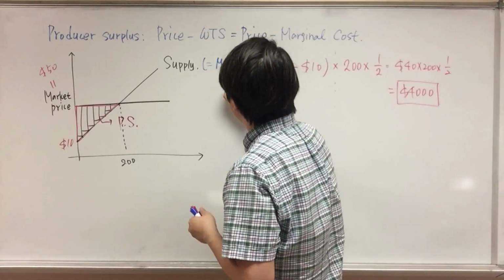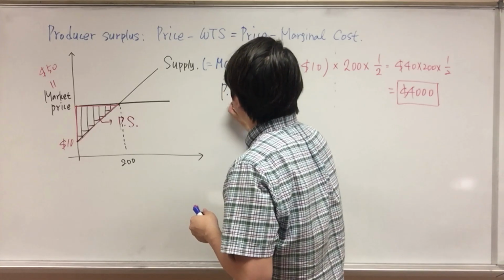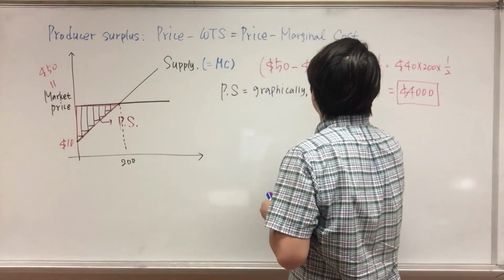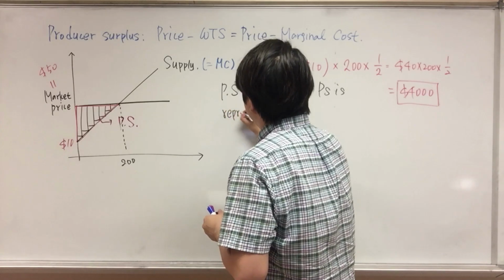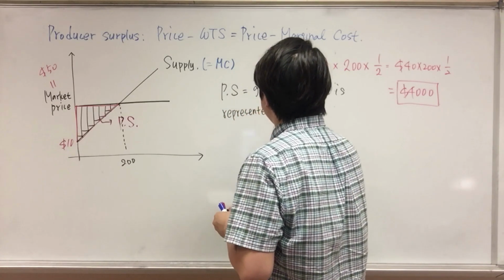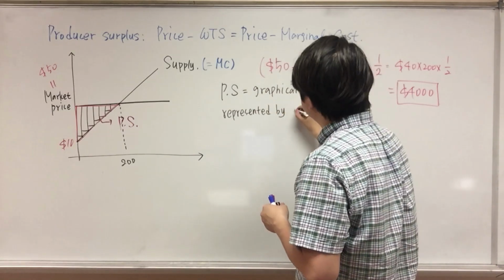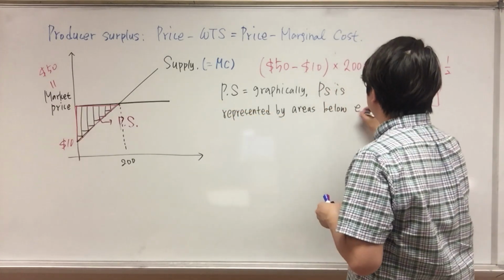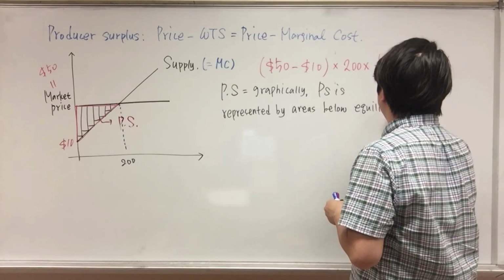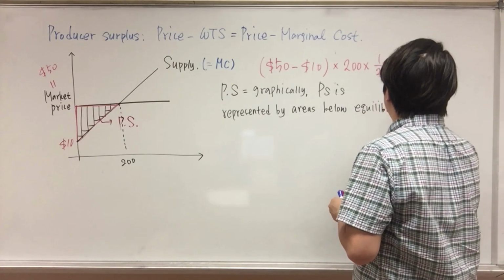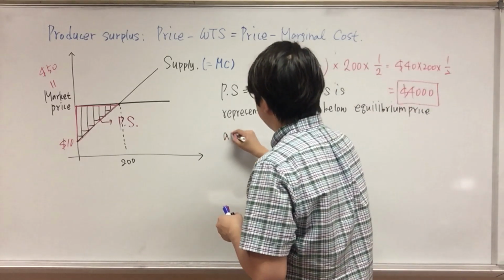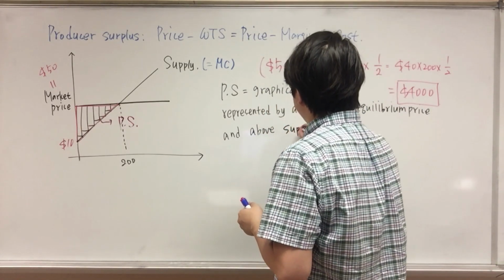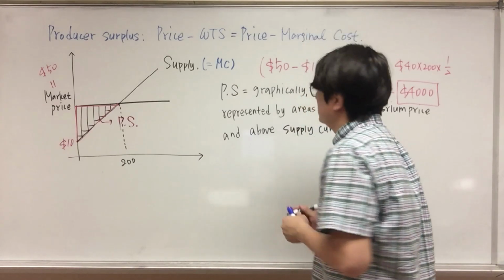So producer surplus is graphically presented by the area below the equilibrium price and at the same time above the supply curve. Okay, correct?